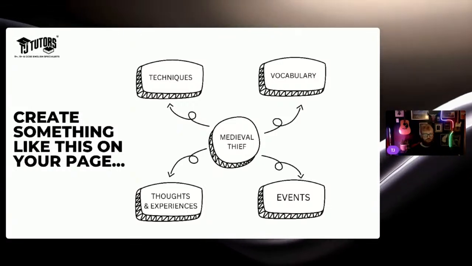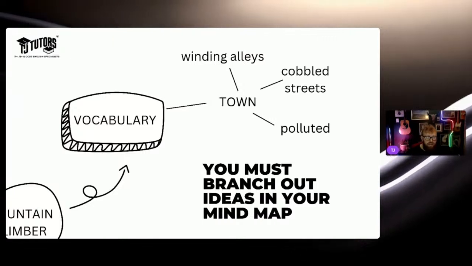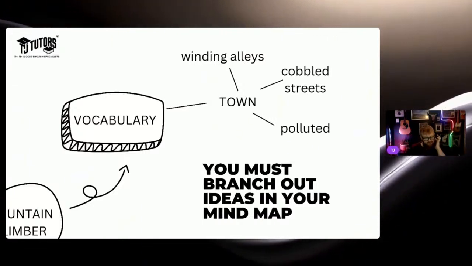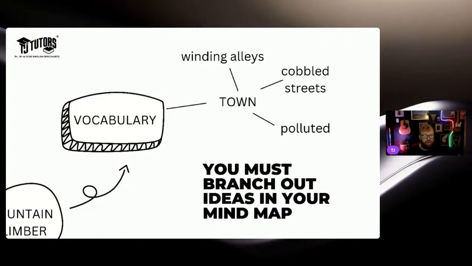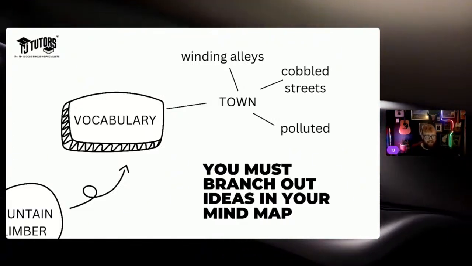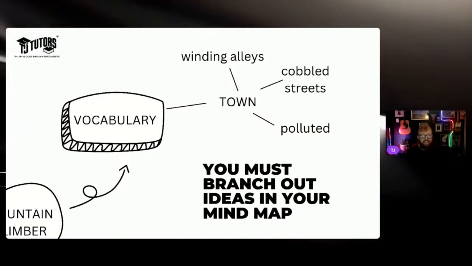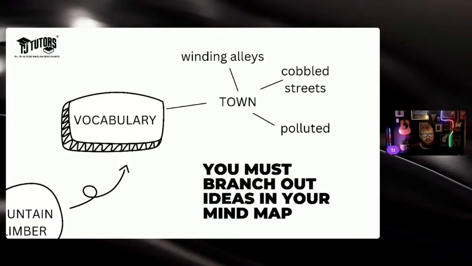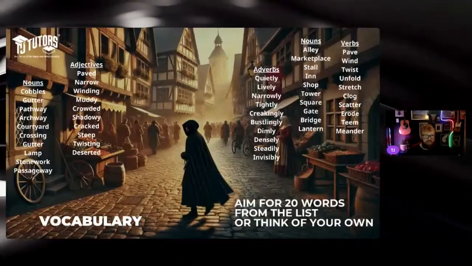Excellent. Right, now hopefully you've got that on the page. We're going to start off working on vocabulary. You've got to branch out ideas in your vocabulary section. You want to make sure that you've got lots of ideas here. You want to be pushing and thinking about words, phrases, adjectives, verbs, as much as you possibly can to get those ideas on the page.